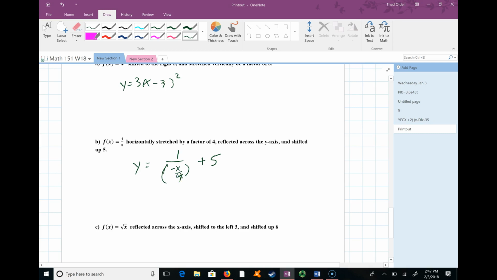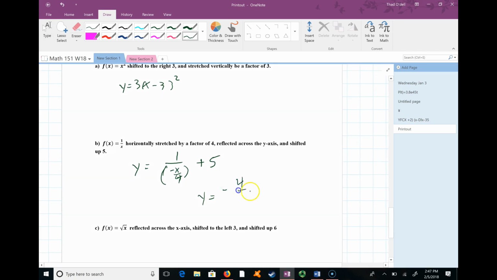But a lot of you realize that if I have an x over 4, I have a complex fraction, a fraction within a fraction. So algebraically, I could write this as negative 4 over x plus 5. Same thing. Either one of those would be okay in this case.